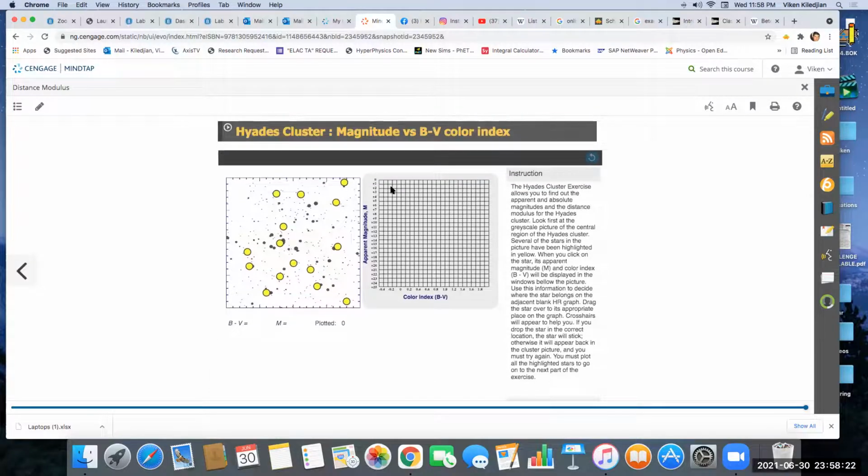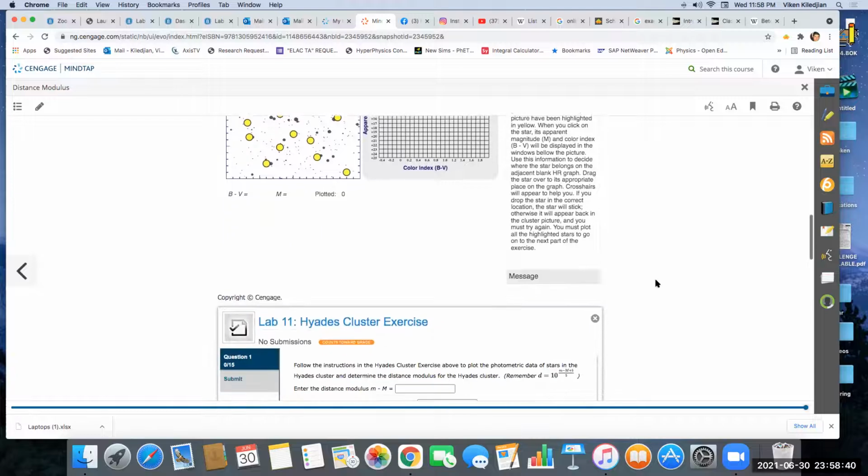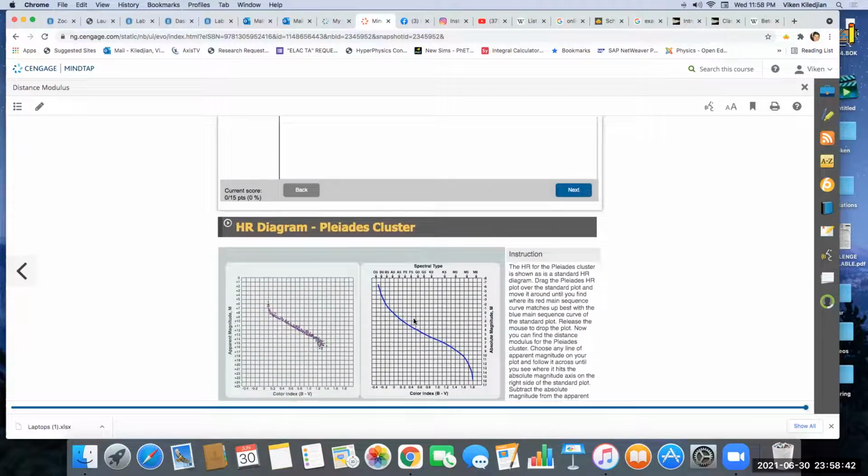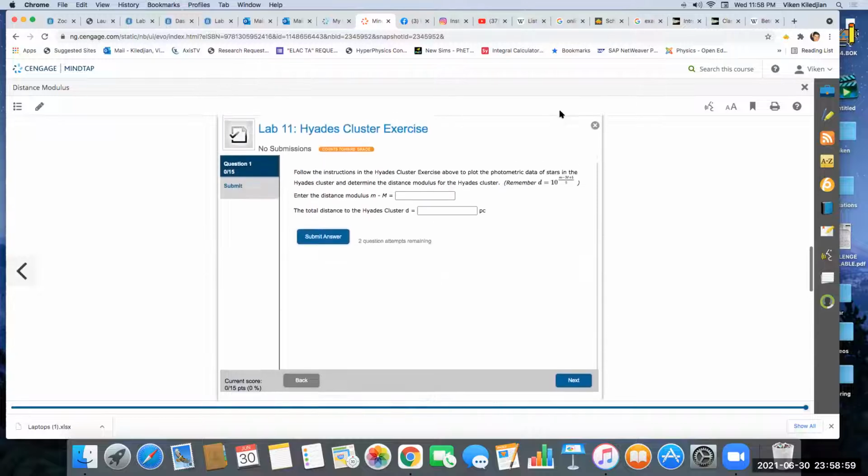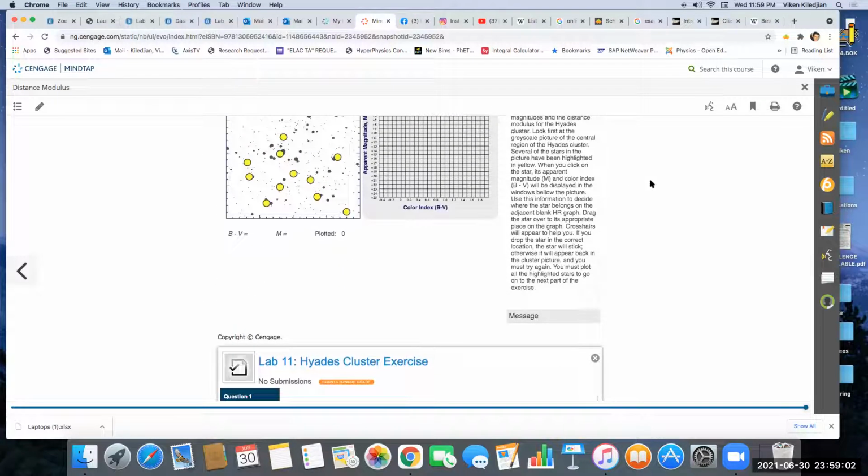So I believe once you are done with all the stars here, it will take you to another page. Since I wasn't done, I didn't see that. It will take you to another page where you can drag this over to the HR diagram. Then you could do the same process that you would do for the bottom one. So I showed you the one for the Pleiades cluster. And then first you're going to create this guy here for the Hyades, and then you're going to place this. They'll probably unlock an HR diagram here, and then you'll place this there.